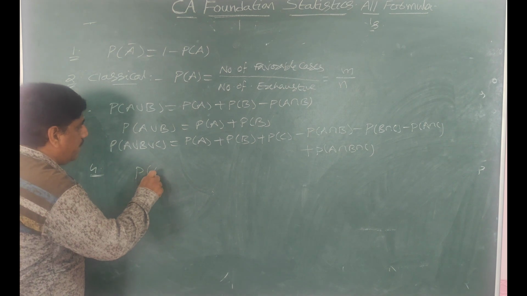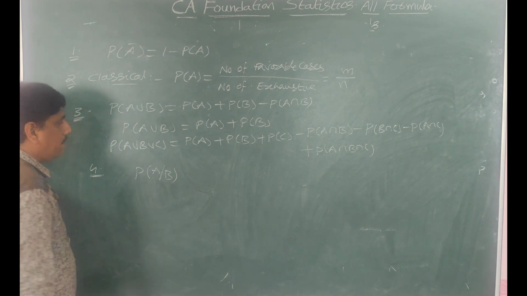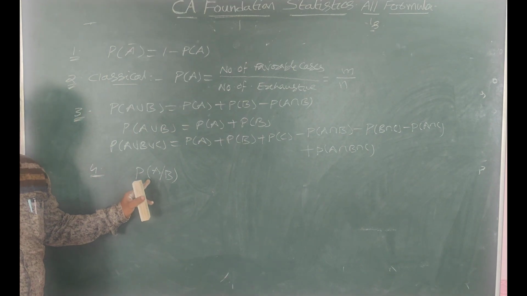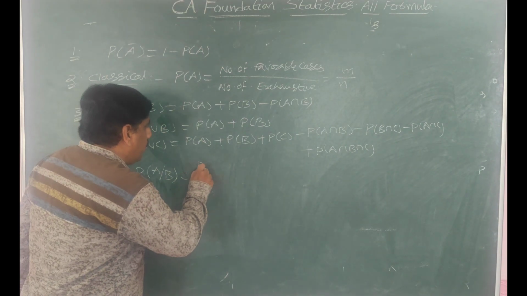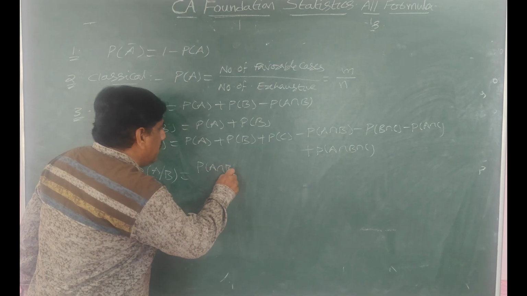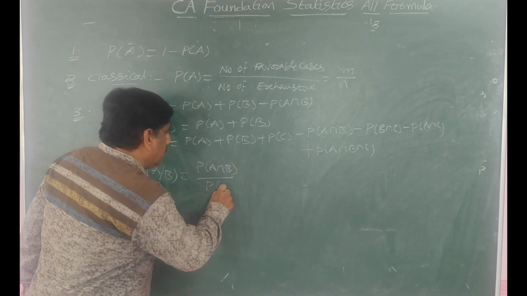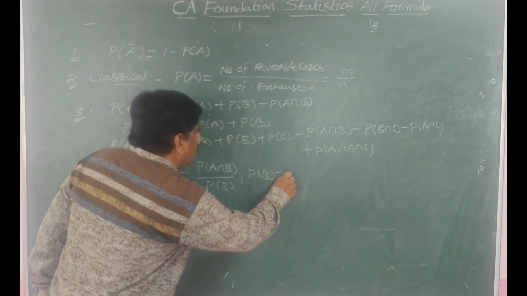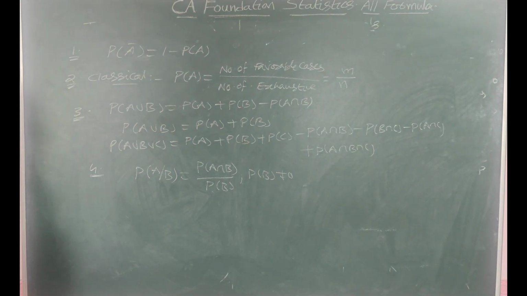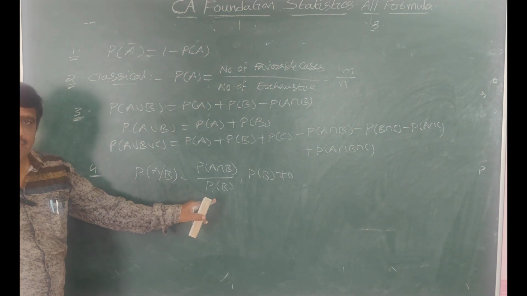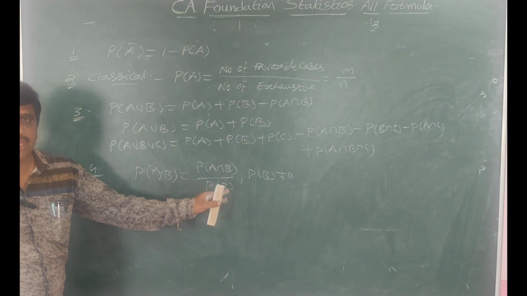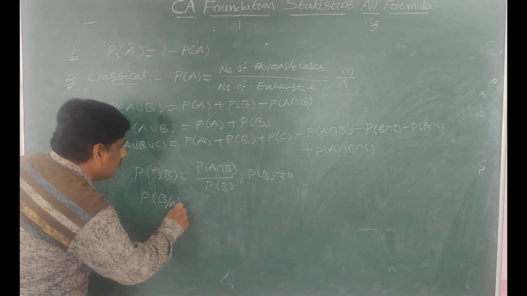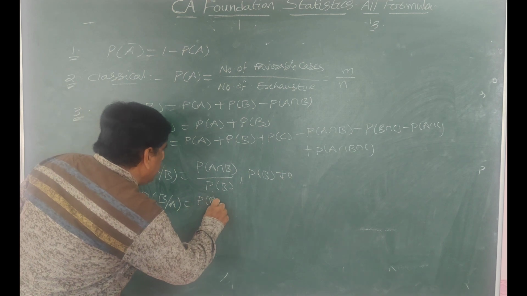After that, conditional probability. P of A given B. That means probability of A given B. After B, we are computing probability of A. The formula is probability of A intersection B by probability of B. Here the condition is that probability of B must not be equal to 0. It must not be an impossible event. If it is an impossible event, we can't compute conditional probability. Similarly, P of B given A is P of A intersection B by P of A.